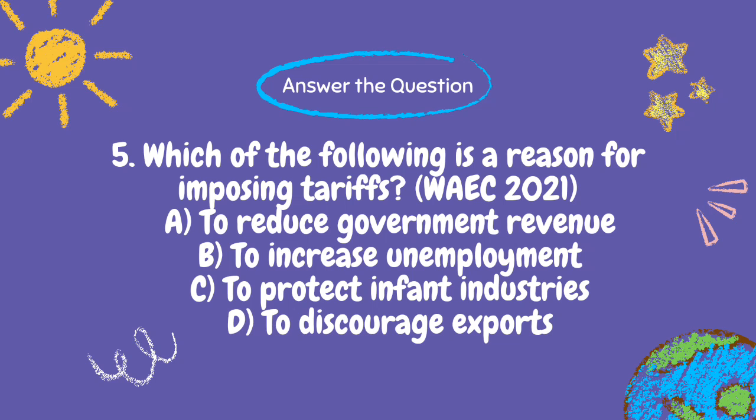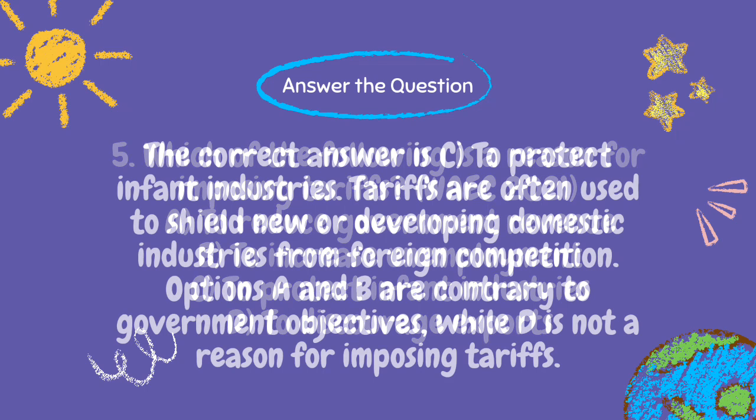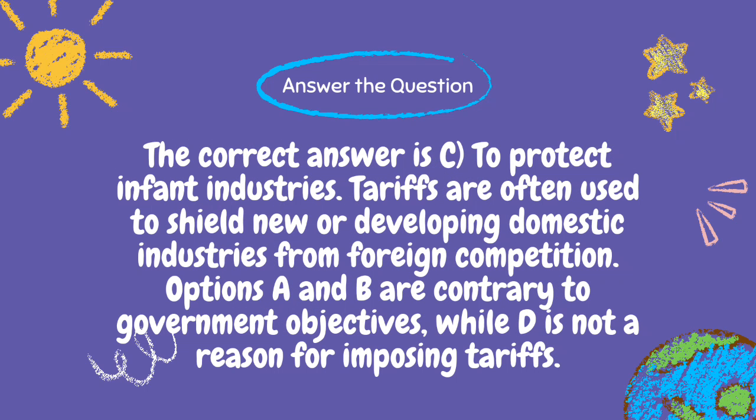Which of the following is a reason for imposing tariffs? Option A, to reduce government revenue. Option B, to increase unemployment. Option C, to protect infant industry. And option D, to discourage exports. Think about the answer correctly. The correct answer is option C, to protect infant industries.